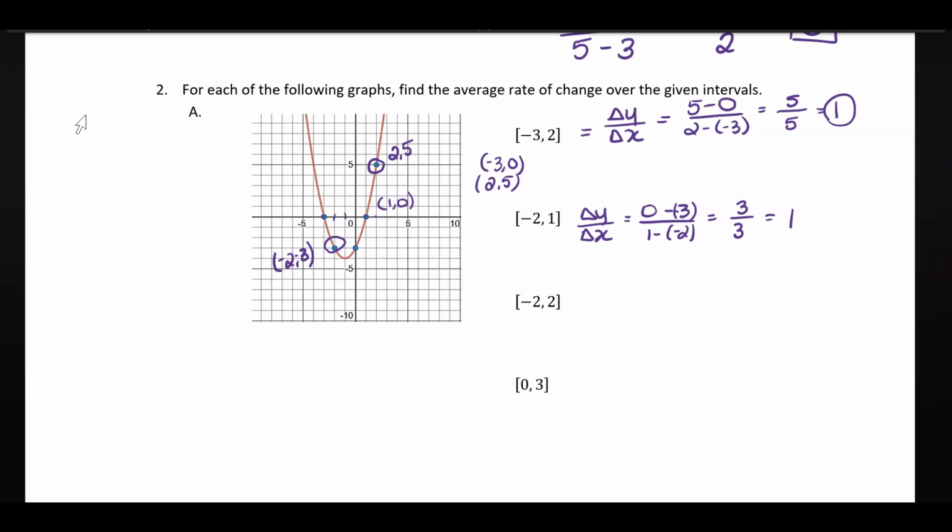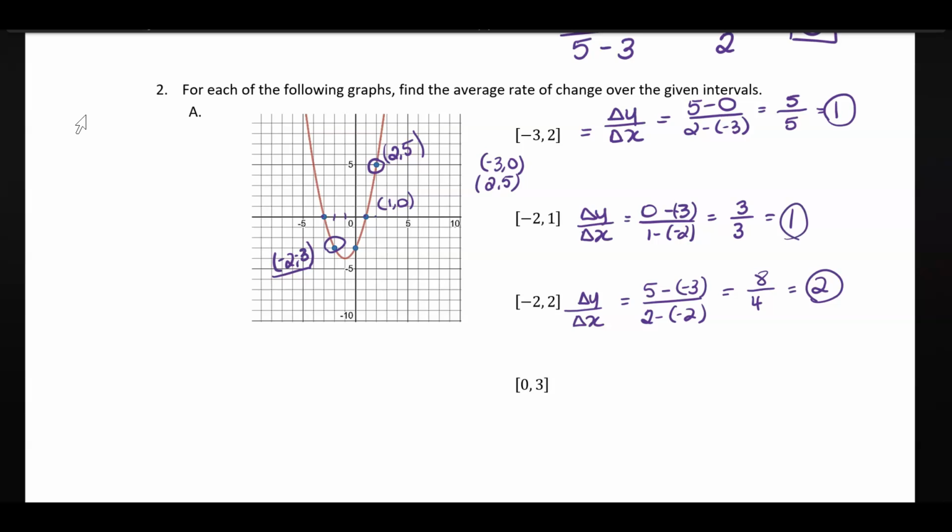Okay. All right. Negative 2 and 2. So negative 2, I already have that point here. 2, 1, 2. I have this point already here. So let's take a look at that. So I'm going to have delta y again over delta x. So the change in my y is going to be 5 minus negative 3 all over 2 minus negative 2. All right, so 5 minus negative 3, that's going to give me an 8 over 2 minus negative 2, which is going to give me a 4. So that rate of change is 2.